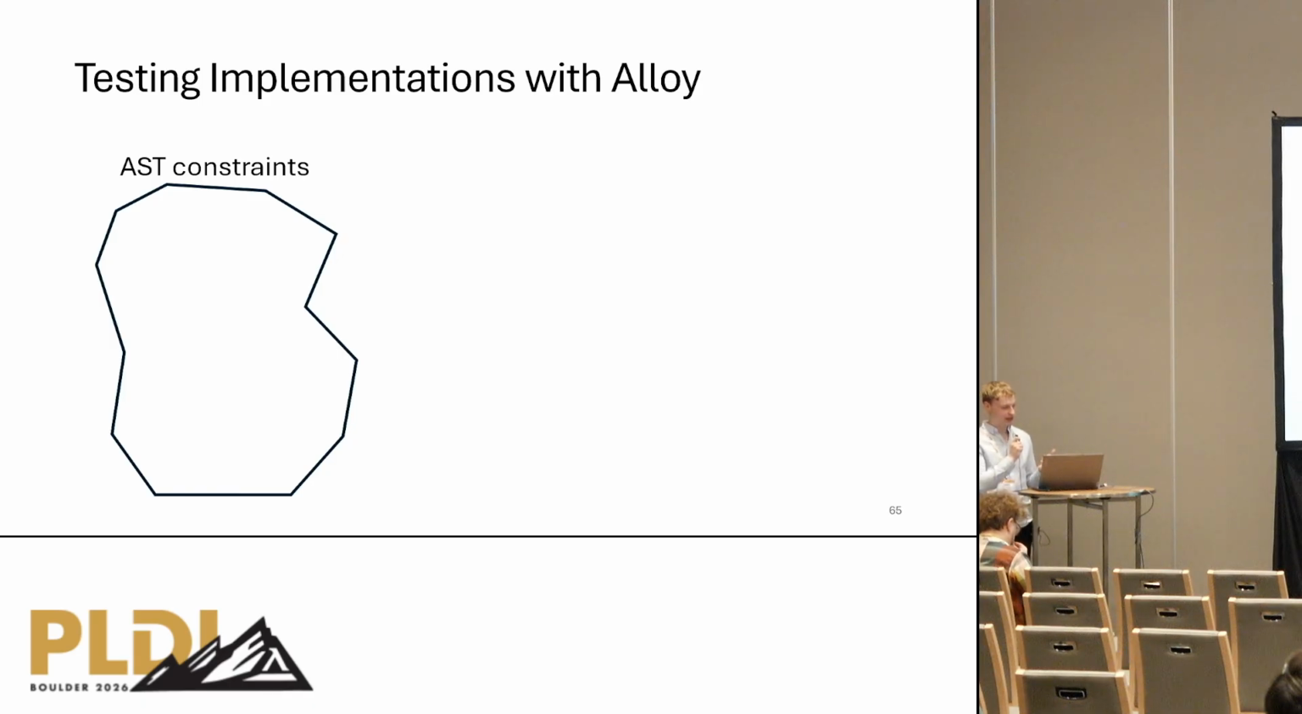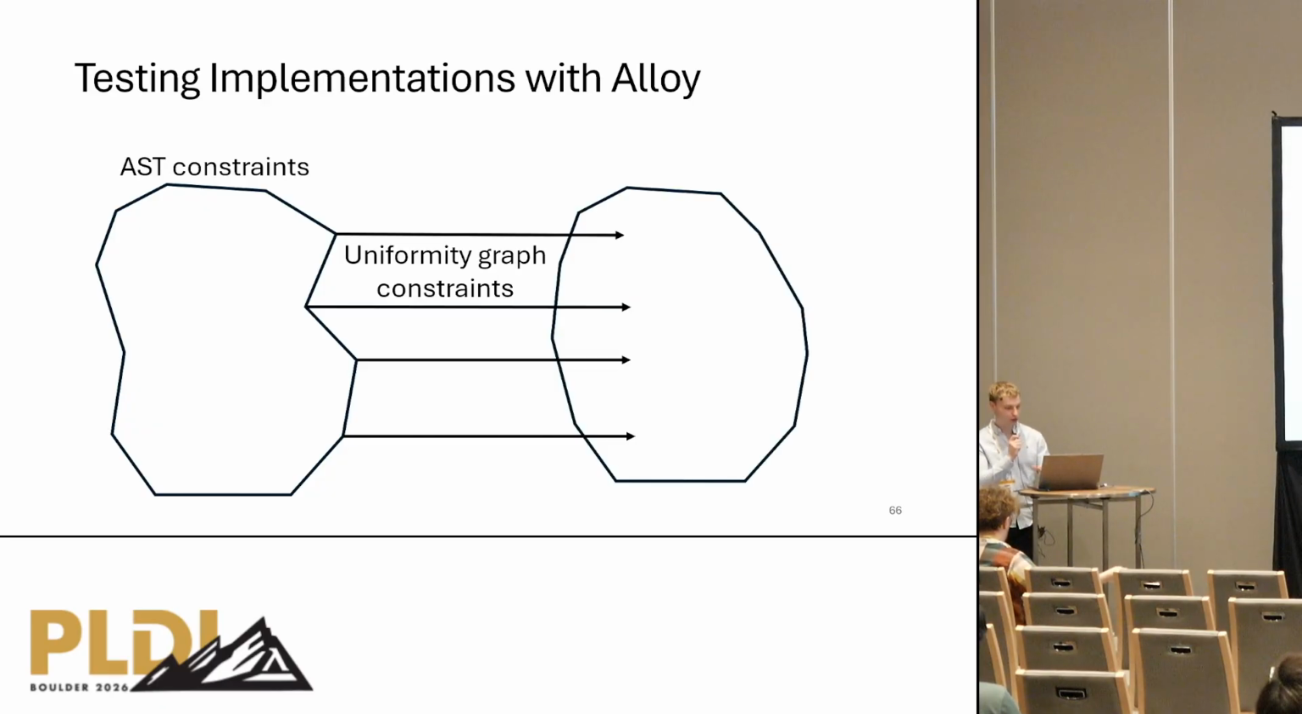The next problem that we tackled was testing implementations of the analysis. And to do this, we made use of a tool called Alloy. And Alloy is a modeling language that lets you write logical constraints that implicitly describe some system. So, for example, you might write some constraints that implicitly describe the shape of valid Wigzel ASTs. You might then also write some logical constraints that describe how a graph that is built by the analysis is related to a program AST.